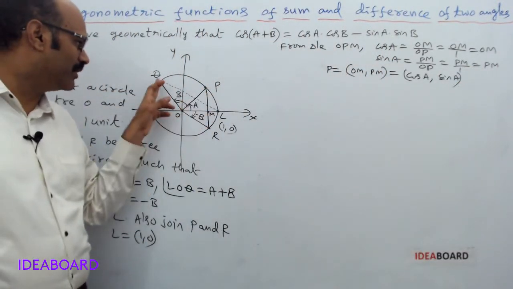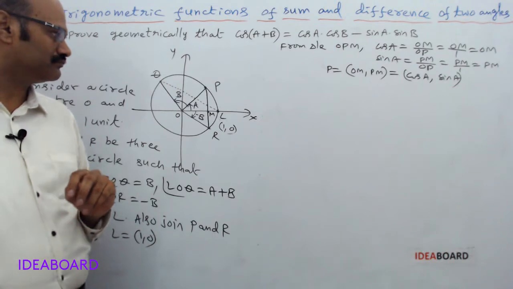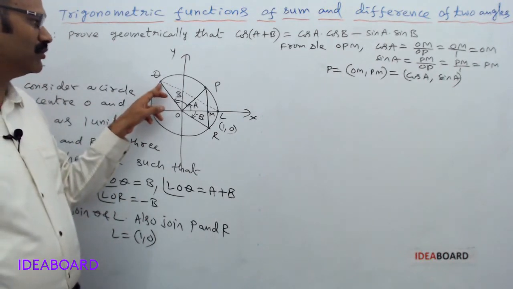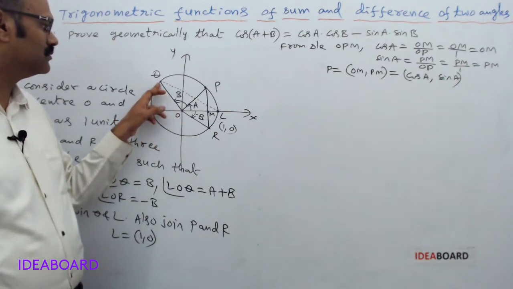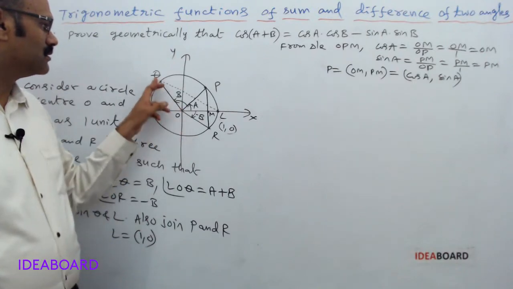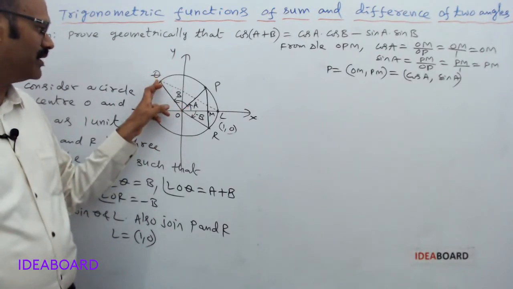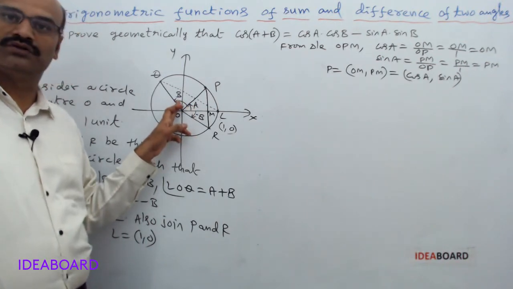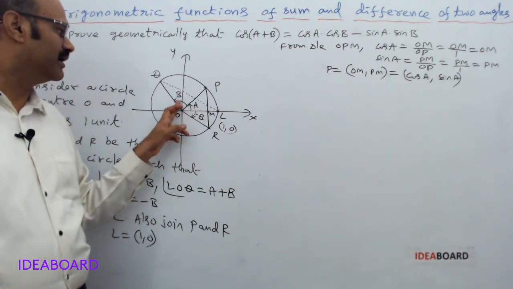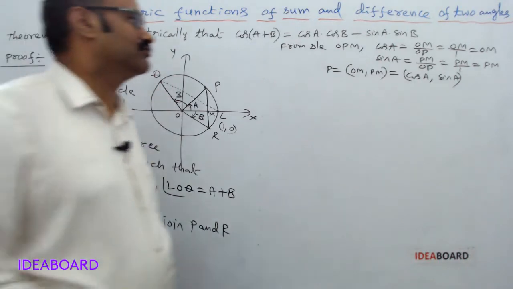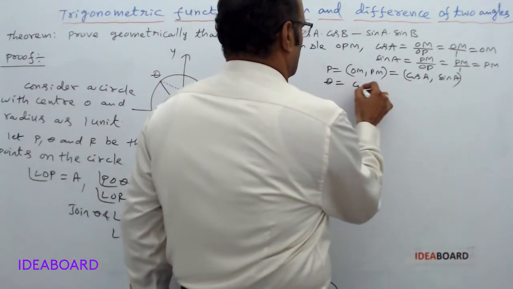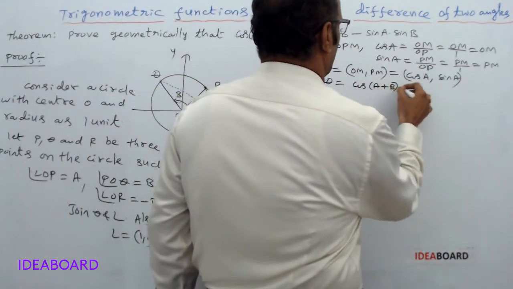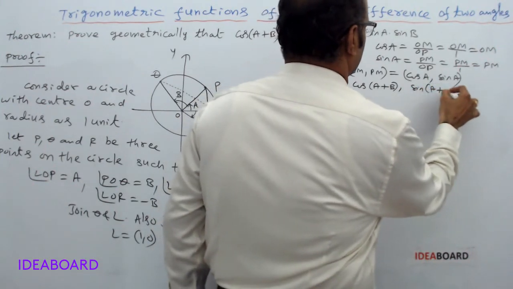Similarly, we can find the point Q now. Point Q equals cos of... this point OQ makes an angle A plus B. So we take point Q equal to cos of A plus B comma sin of A plus B.